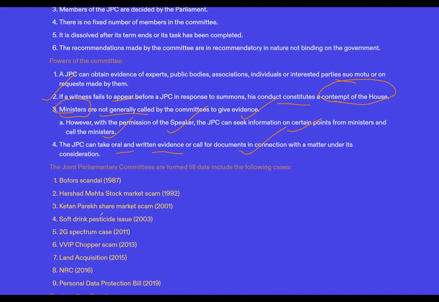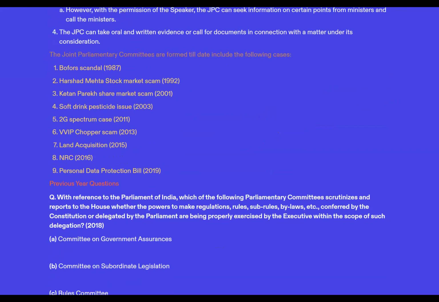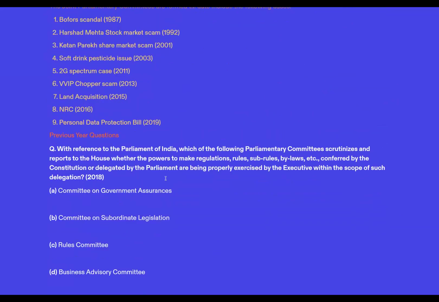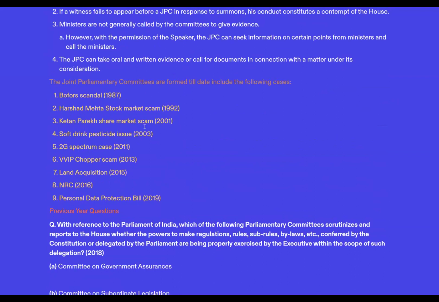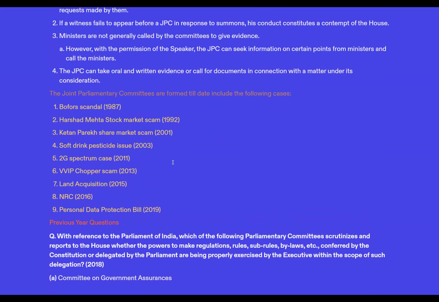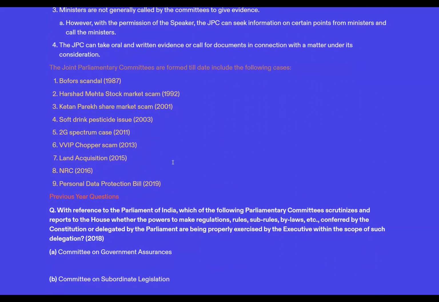I have given certain examples of some of the previous committees that have been set up on certain scandals like Bofors, Harshad Mehta, Ketan Parekh, soft drink pesticide issue, 2G spectrum case, VVIP chopper, land acquisition, NRC, personal data protection bill. Okay. So this should be kept in mind. Sometimes a question might be asked like: soft drink pesticide issue, 2G spectrum case, land acquisition case is common to which of the following? Joint Parliamentary Committee, Ad hoc Committee, Standing Committee, etc. So these kinds of things should be kept a note of.